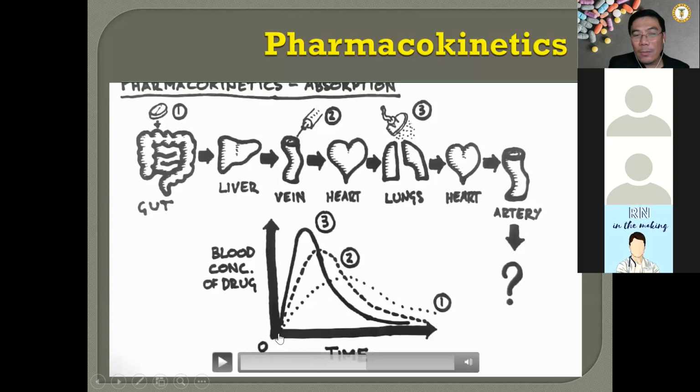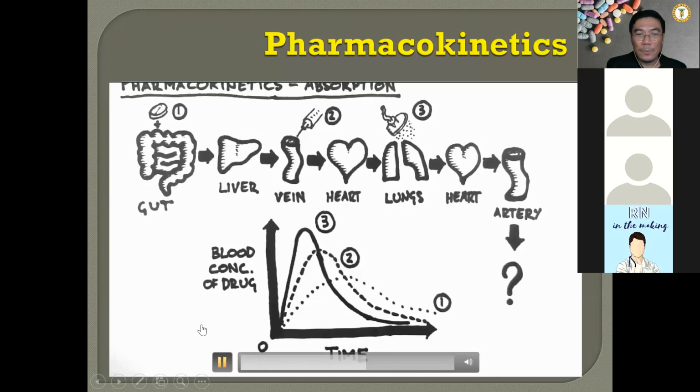But try to imagine, try to check that all of those drugs reach a certain period of what? A certain period of the lowering of concentration. But the basic difference between these three routes of administration is that the shorter the period of reaching the artery, the faster it will reach the maximum concentration of the drug.